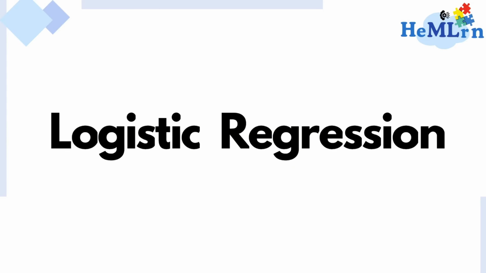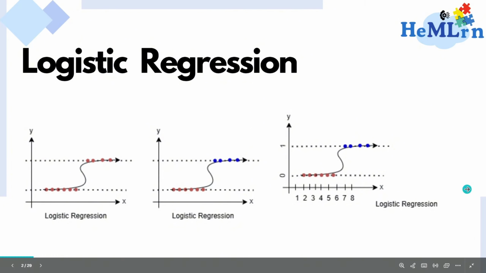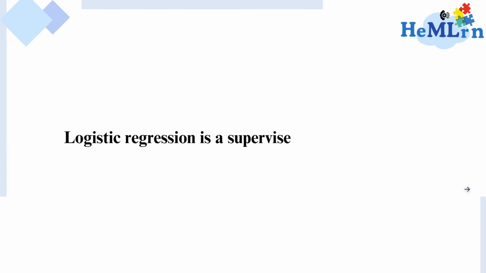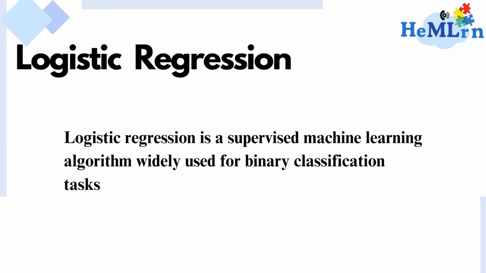Logistic regression. The graph looks like an S-shaped curve. This is a sigmoid function. Next, logistic regression is a supervised machine learning algorithm that is widely used for binary classification tasks.